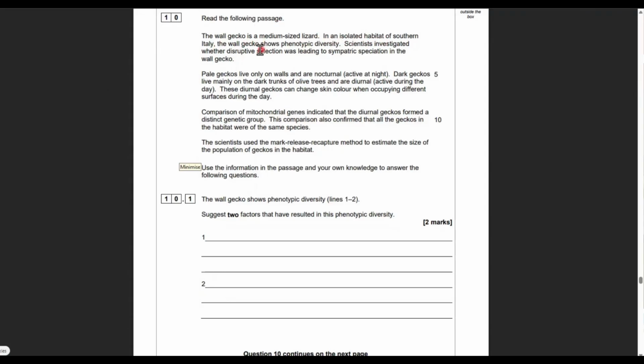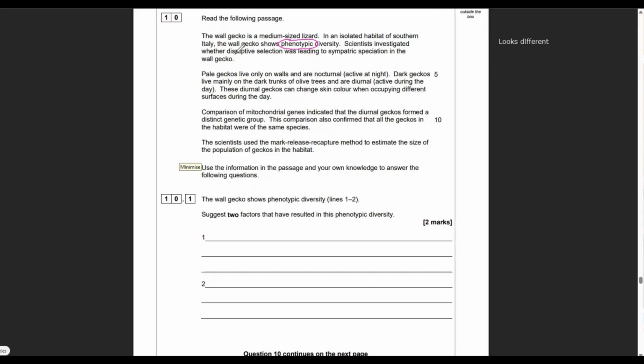The wall gecko is a medium-sized lizard in an isolated habitat of southern Italy. Interesting. The wall gecko shows phenotypic diversity. Scientists investigated whether disruptive selection was leading to sympatric speciation in the wall gecko. Pale geckos live on walls and are nocturnal, active at night. Dark geckos live mainly on dark trunks of olive trees and are diurnal, active during the day. These diurnal geckos can change skin color when occupying different surfaces during the day.